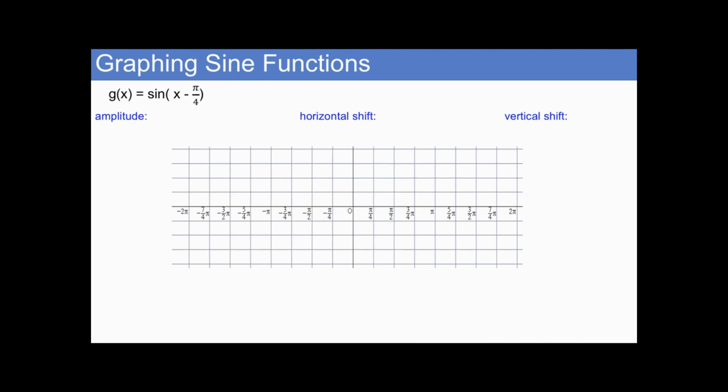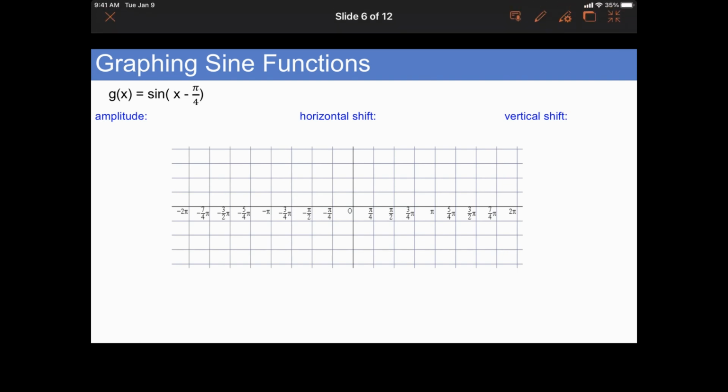All right, let's look at this one, g of x. Now we can see that pi over 4 is inside. So it's inside in the parentheses with the argument. My amplitude, there's no number in front over here, so that's still a 1. My horizontal shift, now remember, is going to be opposite. So that's pi over 4. And my vertical shift, that's going to be none. It's none because there's no number out here, right? That's my vertical shift.